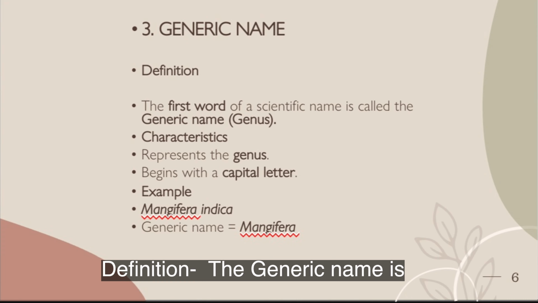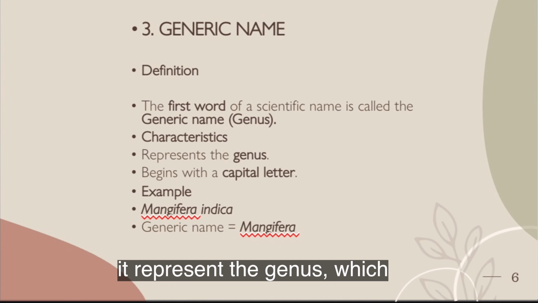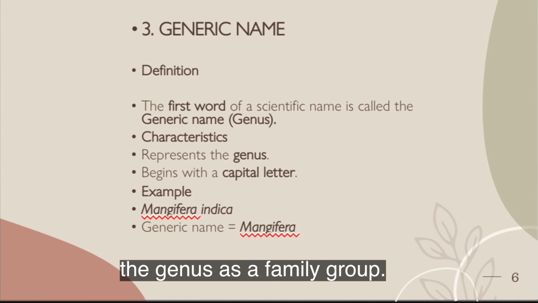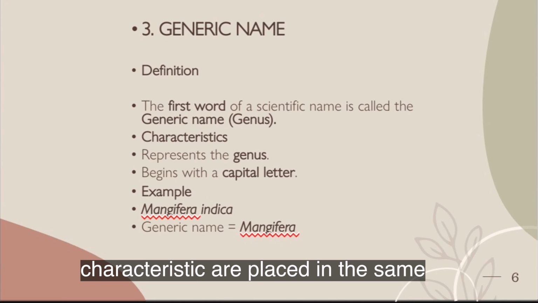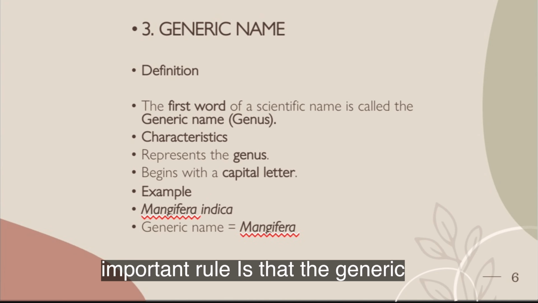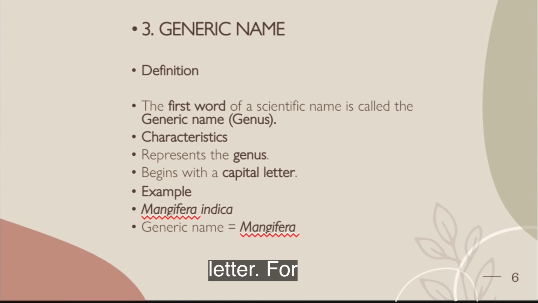Definition: the generic name is the first word of a scientific name and it represents the genus, which includes closely related species. Think of the genus as a family group. Organisms that share many common characteristics are placed in the same genus. One important rule is that the generic name always begins with a capital letter.